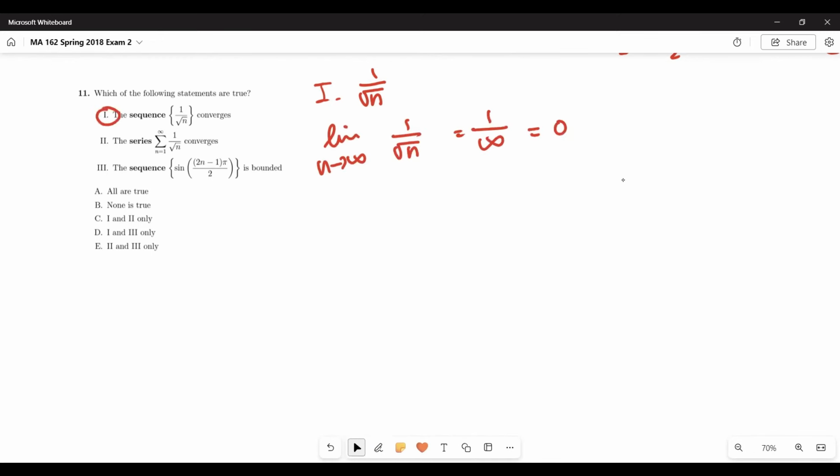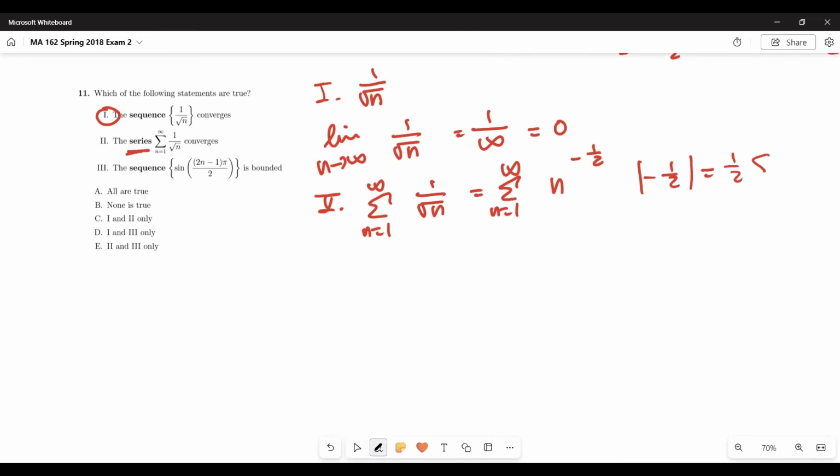Second one, it's the series. It's different than a sequence. So the series, n equals 1 to infinity, 1 over square root of n, can be written as the sum from n equals 1 to infinity of n to the negative 1/2 power. If you remember your previous series test, if p is greater than 1, then it's converging. Since our case is 1 over 2, which is less than 1, it diverges. So 2 is not right.